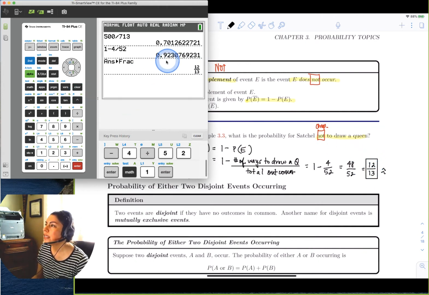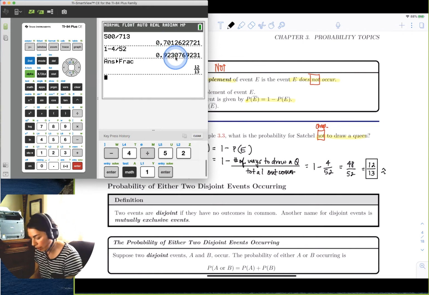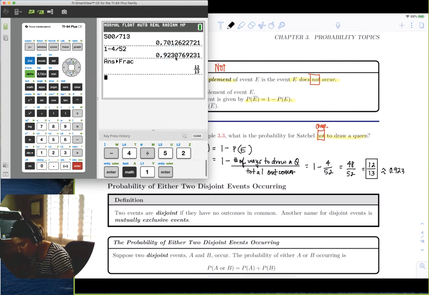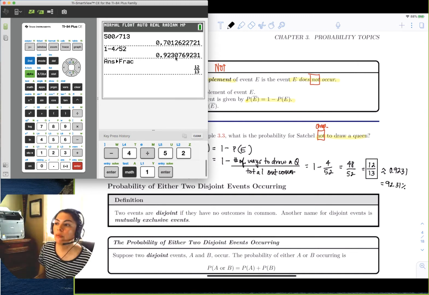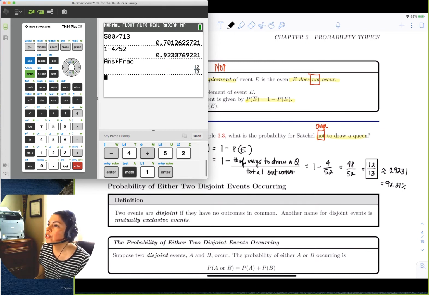And if you wanted the decimal, we would say 0.9231, which is 92.31%. So the probability that Satchel will not draw a queen is about 92%. Or essentially, if I draw 13 cards, 12 out of the 13 times it will not be a queen. And so we just want to make sure that when we do the problem, we subtract correctly, and make sure you can use your calculator, or if you do it by hand, make sure you subtract fractions correctly.